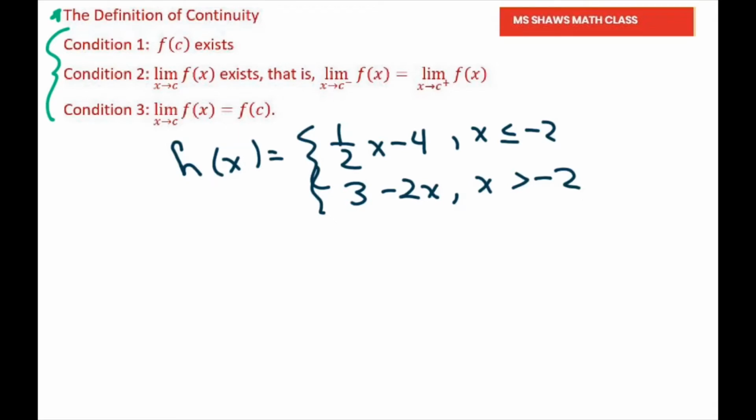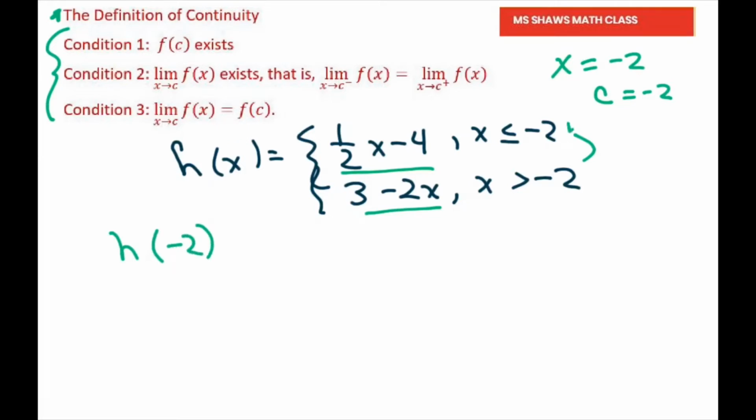So it wants to see if it's continuous where the functions are changing. At x equals -2, that's our c. Our c is -2, so let's plug that in. H of -2, we can plug into this upper portion because that's where it equals it. I get 1/2 times -2 minus 4. The 2's cancel, so you get -1 minus 4, that equals -5. So we do have an f of c, and it happens to be -5.